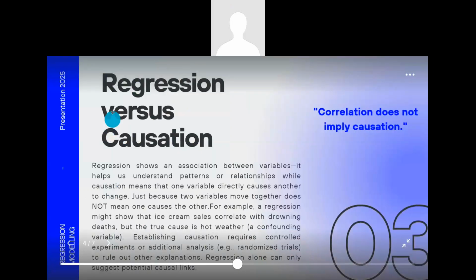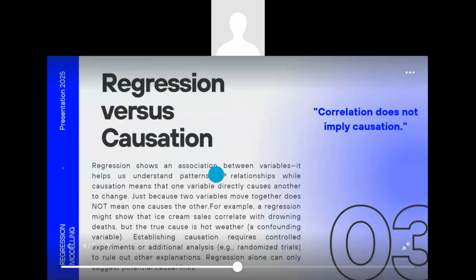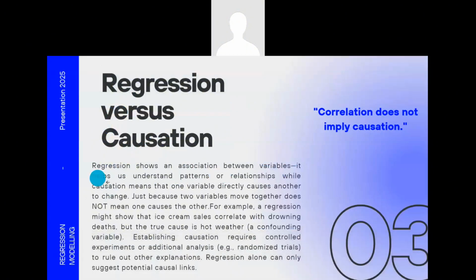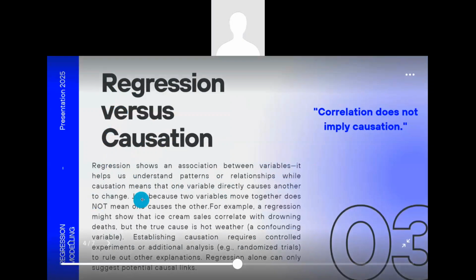Next. Regression versus causation. Regression shows an association between variables. It helps us understand pattern or relationship, while causation means that one variable directly causes another to change. Just because two variables move together does not mean one causes the other.